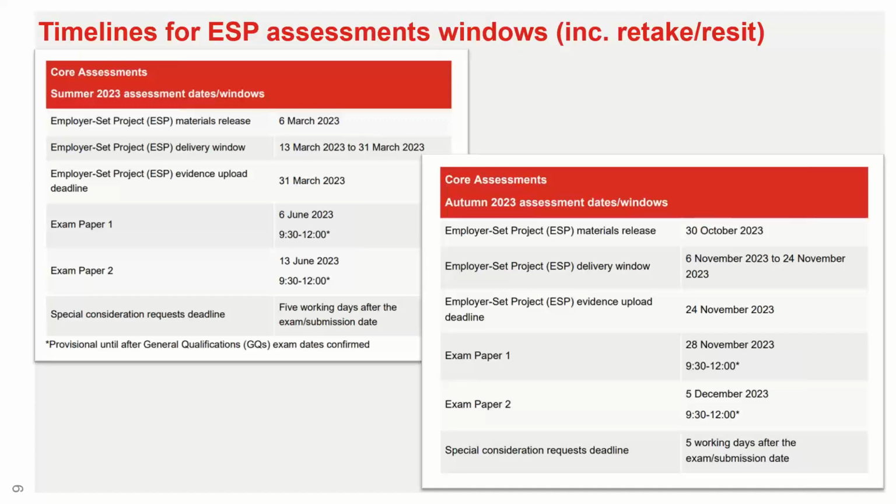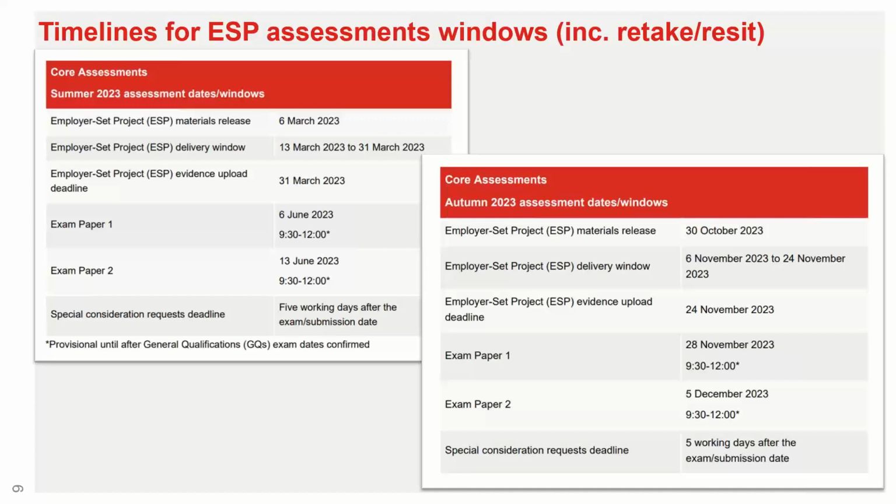After the ESP is uploaded, then come the 6th of June, you have your exam paper 1. We said it's 2.5 hours, followed a week later by exam paper 2 on the 13th of June. And you can see there are special consideration request deadlines, which are 5 days after any submission dates.